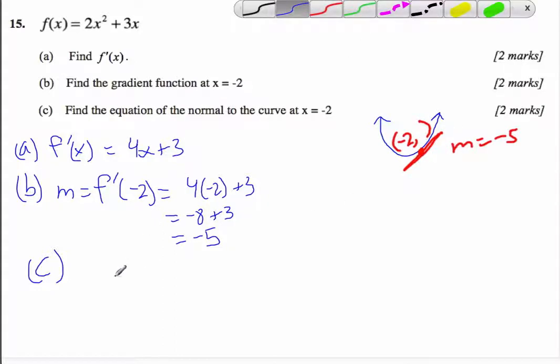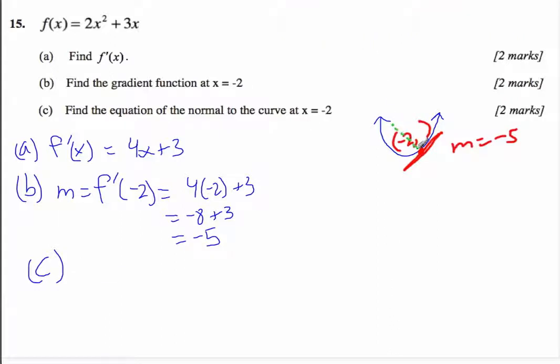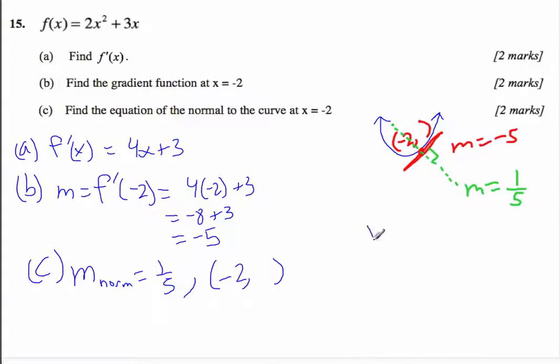All right, so let's actually draw a sketch of the normal. The normal is perpendicular to the tangent line. So the slope is the negative reciprocal, which is positive 1/5. So the slope of the normal line equals 1/5. We know a point on the normal line has x equal to negative 2, and we haven't got the y value yet. But once we get a point and we have the slope, we can find the equation. So we need to find the y value here.